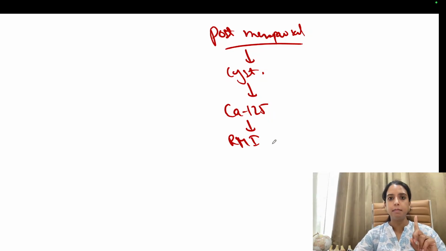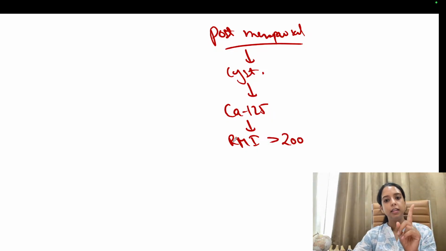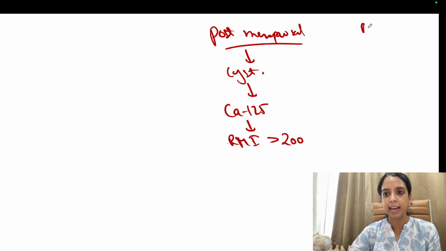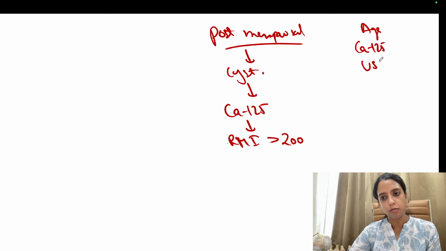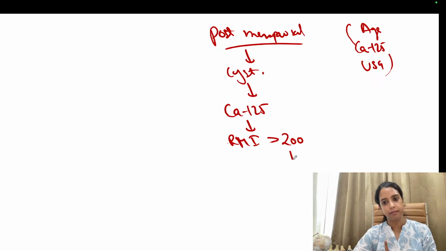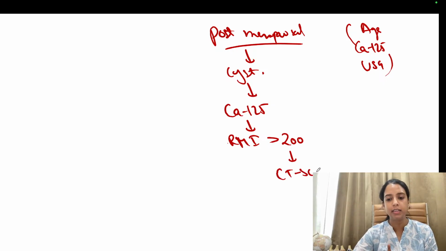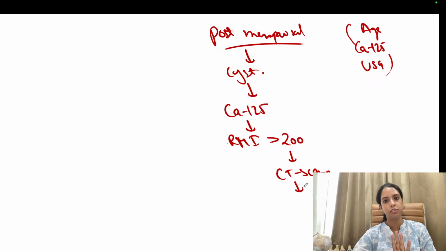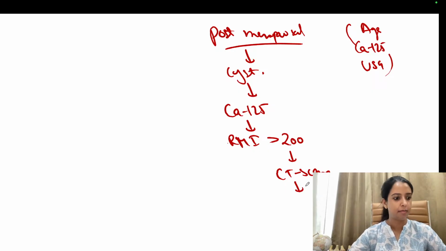Don't remember that, just remember RMI more than 200. What do we take in RMI? The score includes 3 things: age, level of CA125 and ultrasound. These 3 things are taken. If the score is more than 200, it is cancer. It is cancer. Again do the CT scan and go for debulking surgery or staging laparotomy. It is the same thing.